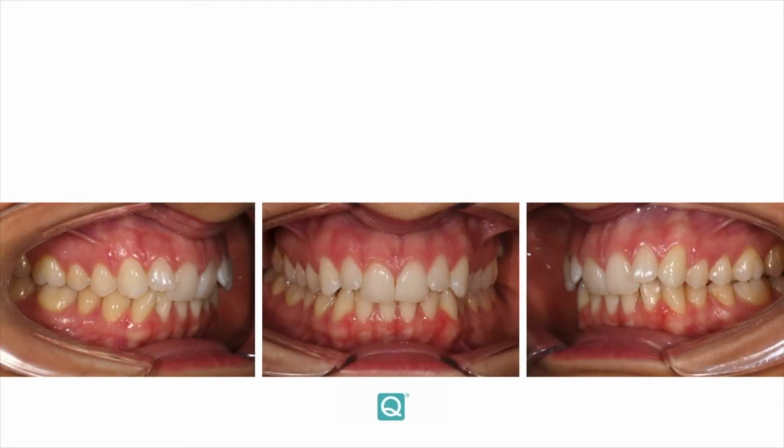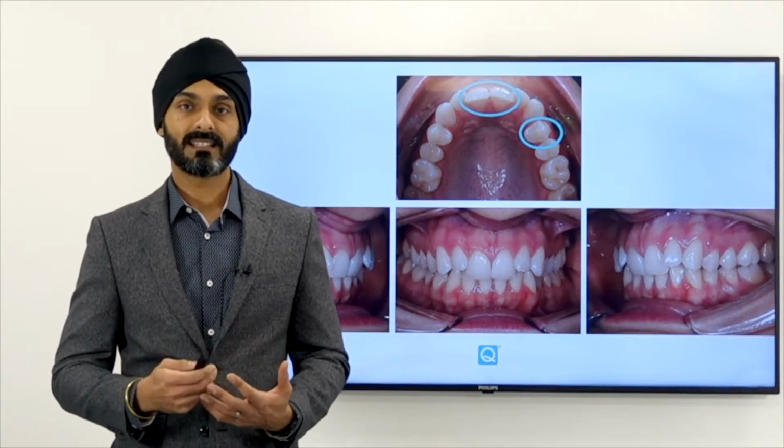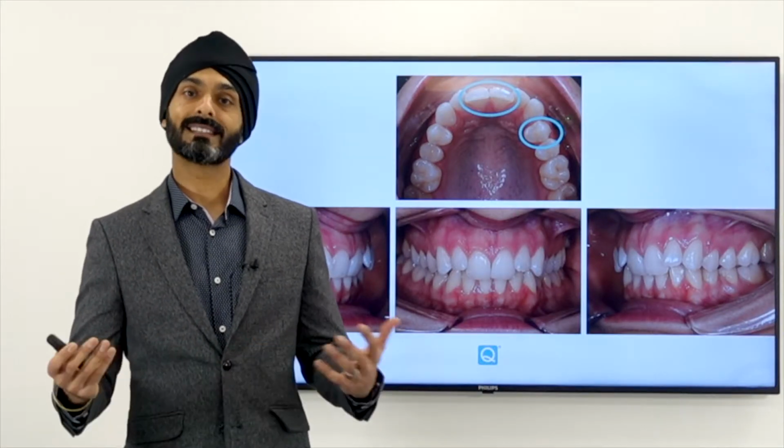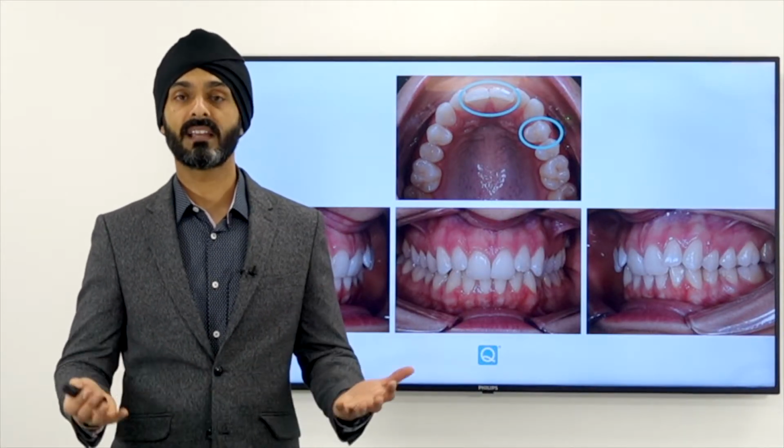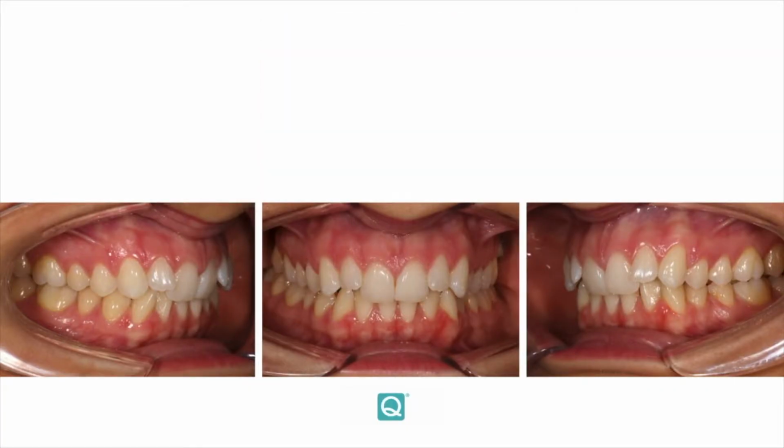So let's have a look at this case quickly. You can see it is a classic Class 2 Division 2 case. We have retroclined incisors and we have slightly proclined lateral incisors. If we look at the occlusal photograph here, you can see this quite clearly, that the centrals and one premolar are more retroclined than all of the other teeth. So it would make sense to procline these first, see how much space we get, and we may end up with an ideal result just by doing that, which is exactly what happened.